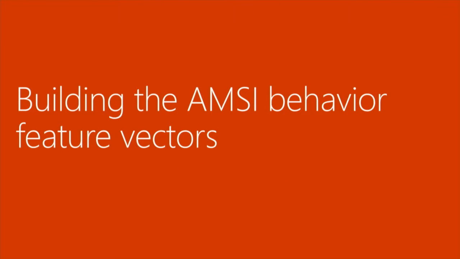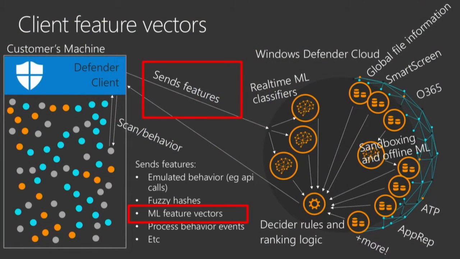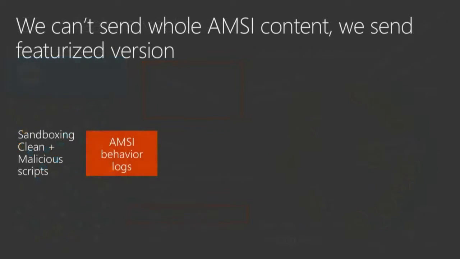So now we're going to talk about how we build the AMSI behavior feature vectors for this protection scenario. This is about the features that are sent from the client to the cloud for the classification. Specifically, these are the machine learning feature vectors that we build to cover specific scenarios. We can't send the whole AMSI content to the cloud because there could be some PII reasons that we don't want to do that. So instead, we build a set of features to describe the content.